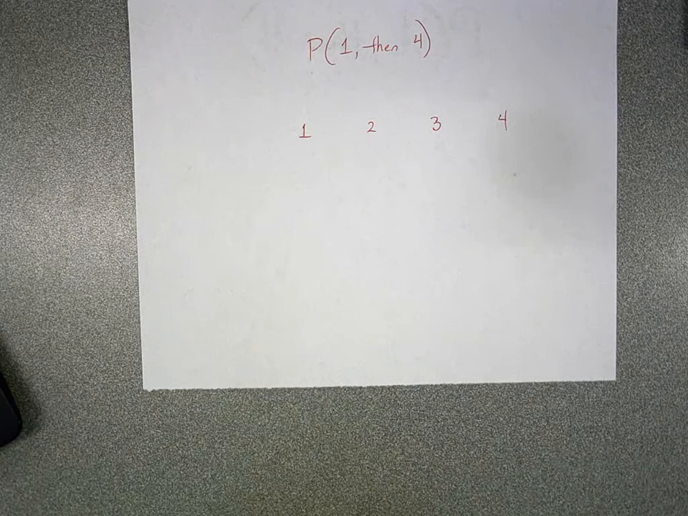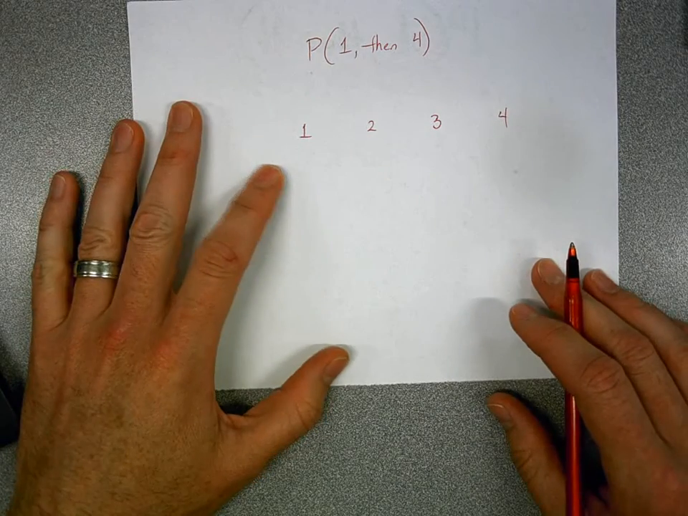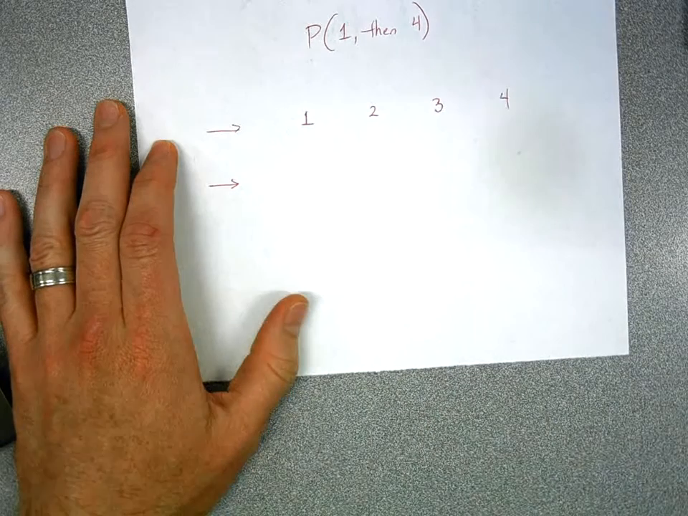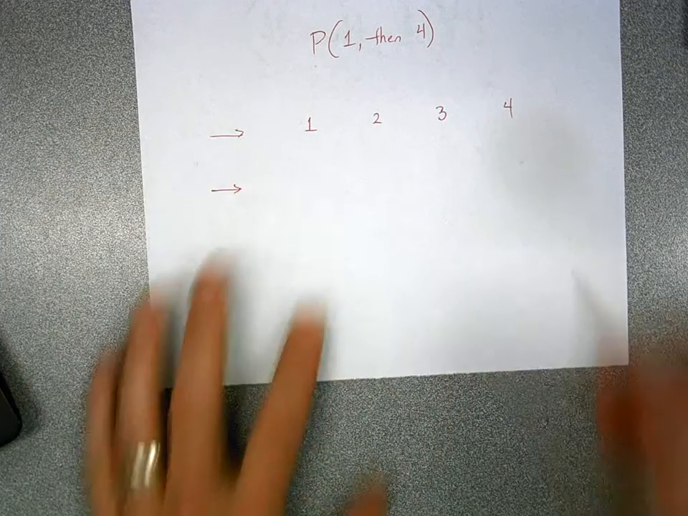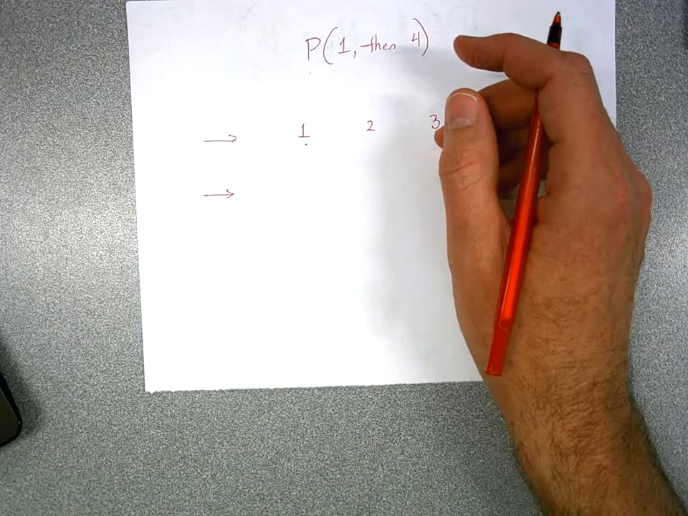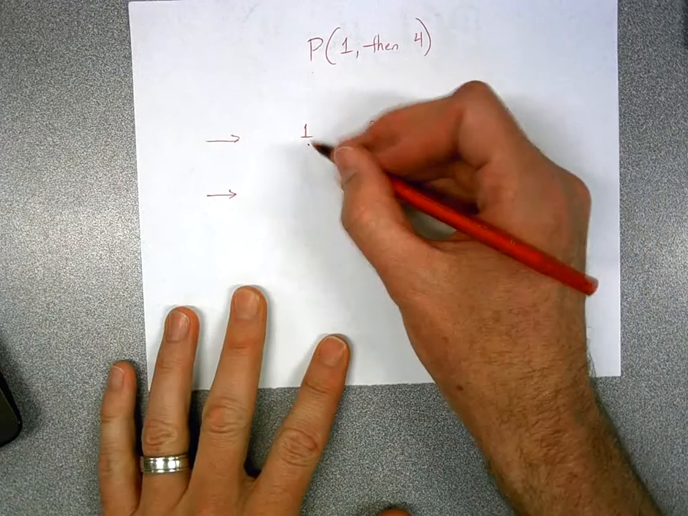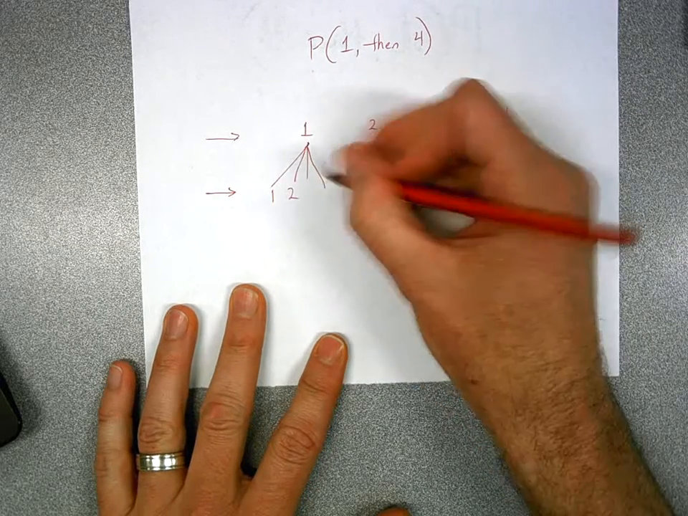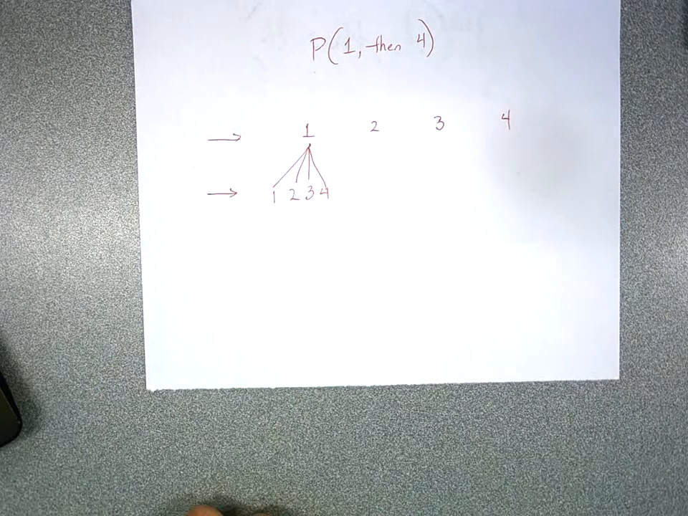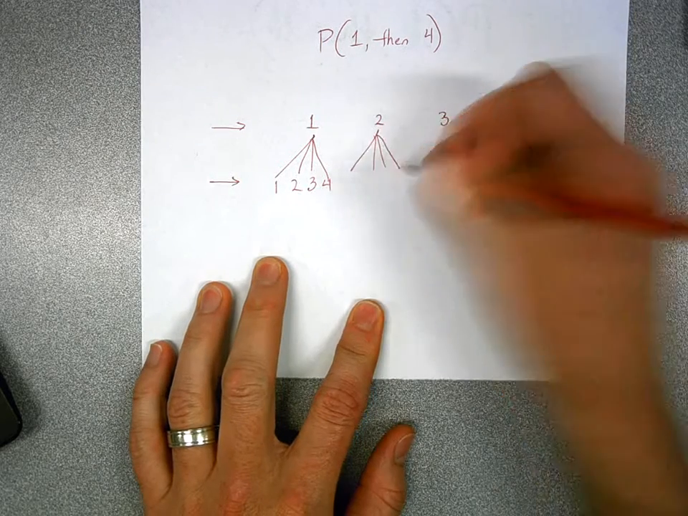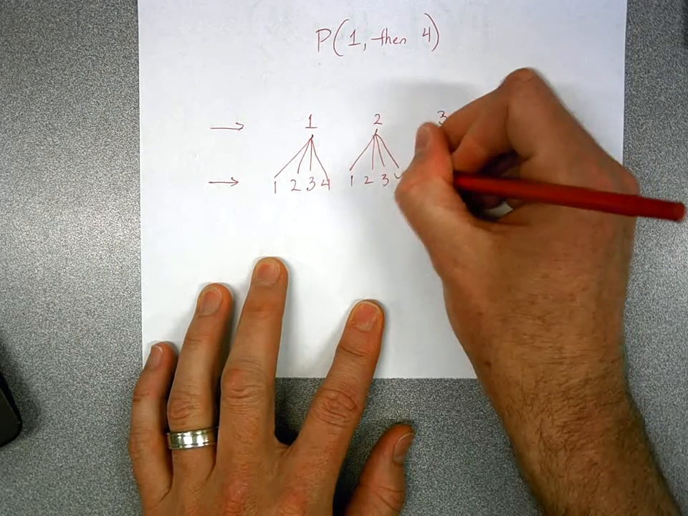So here's what I do next. There's our first event. Now I'm going to make a row of my second event. So I can choose a 1. After the 1, after I put the card back, what can I choose next? I can choose a 1, a 2, a 3, or a 4. If I chose a 2, again: 1, 2, 3, 4.